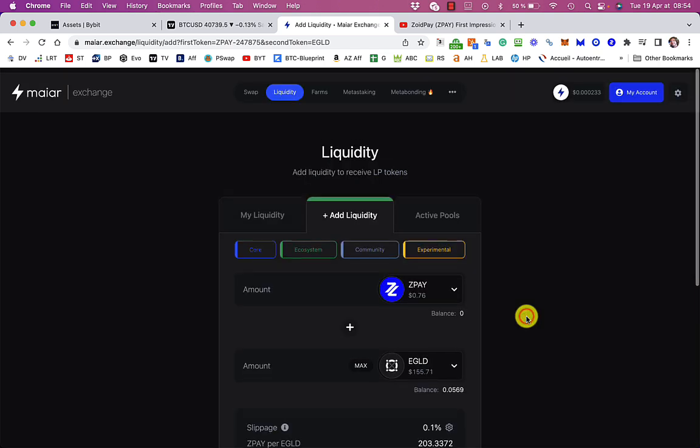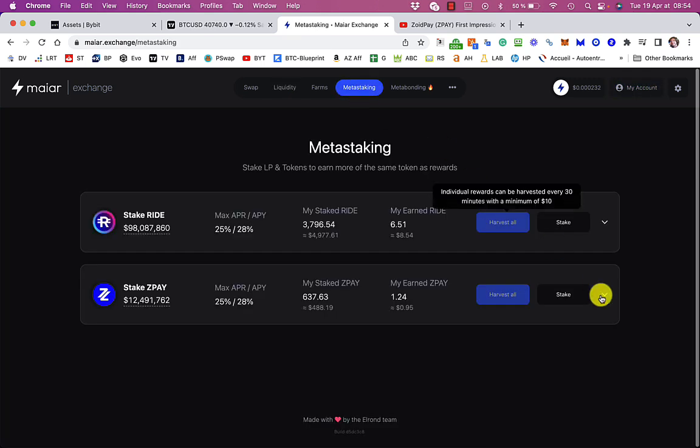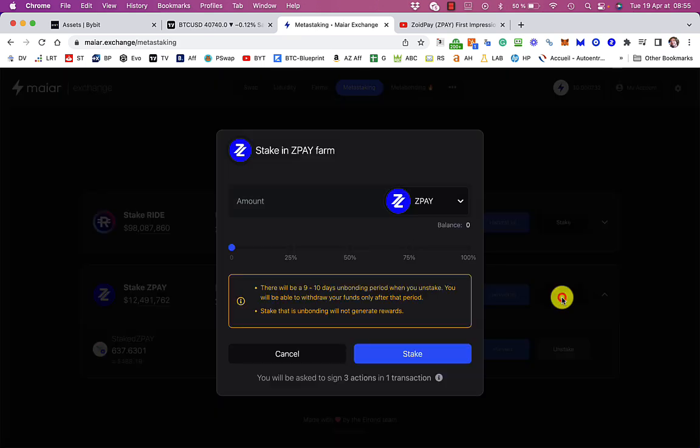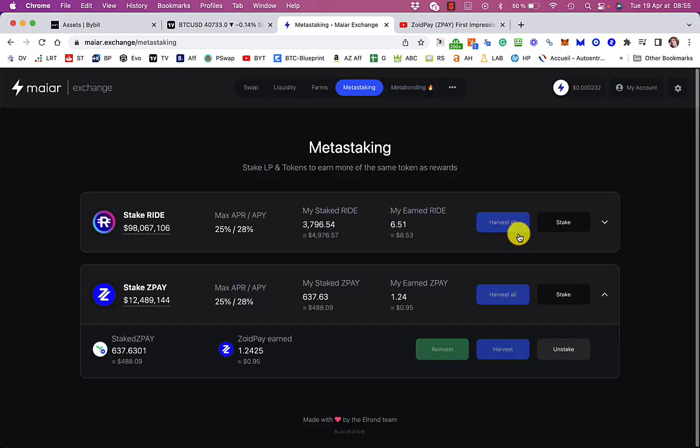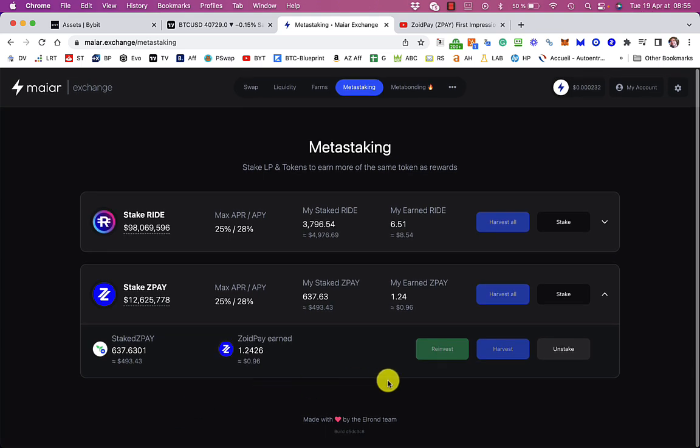So the question is, can I stake that in MetaStaking? If I go to MetaStaking and go here, stake. No, I can't. Okay, so that answers that question. At the moment, we can't do that. I guess it's something that might get added. I also guess that we're probably going to get the opportunity to stake effort, Aero, and EGLD here as well. That would make sense, wouldn't it? But for the moment, you can't do that. So that answers that question.